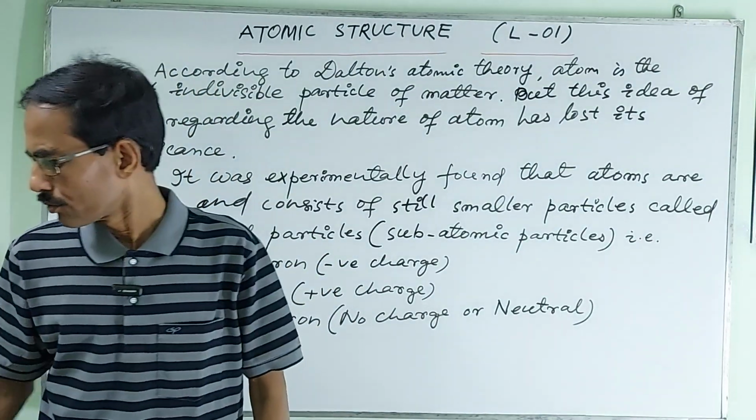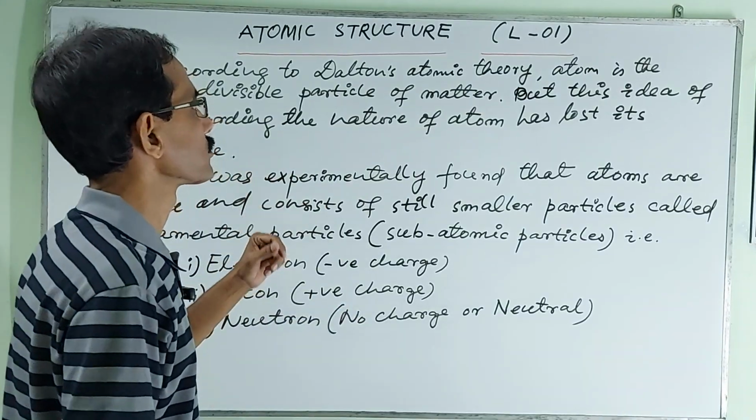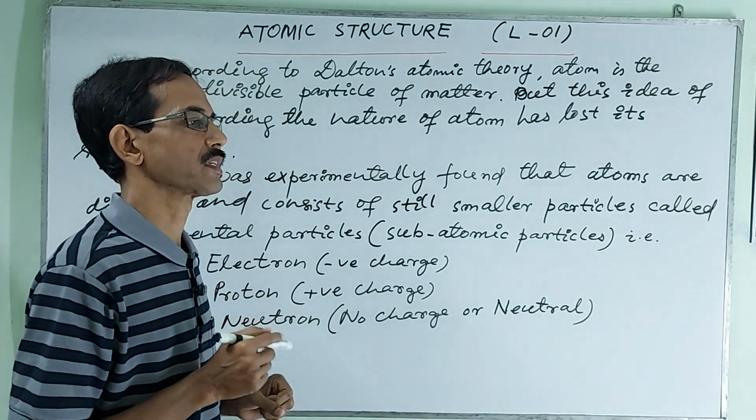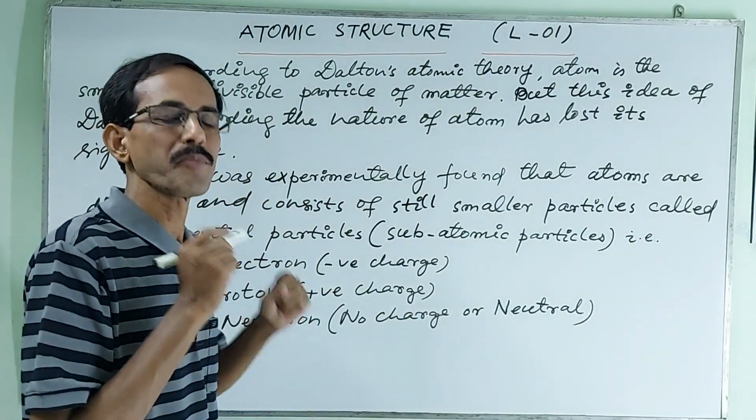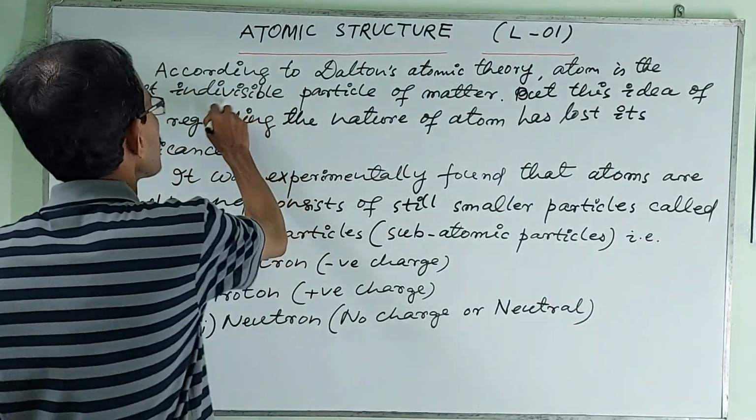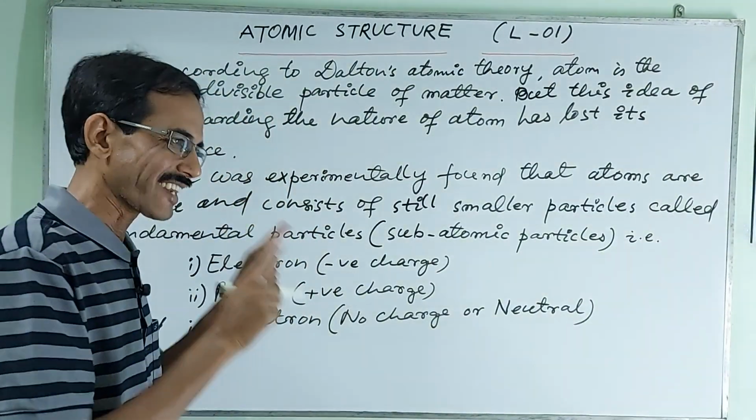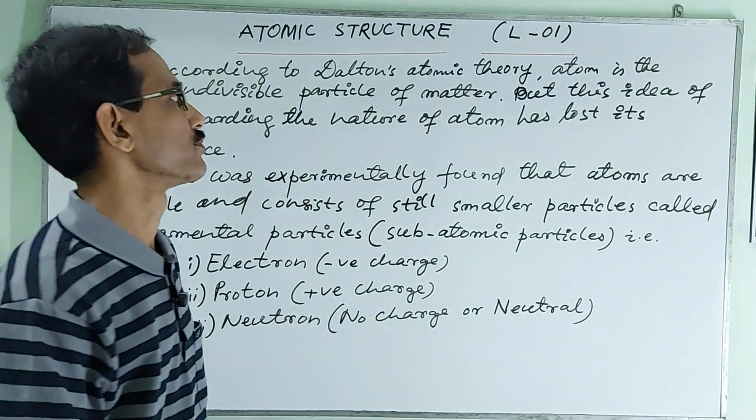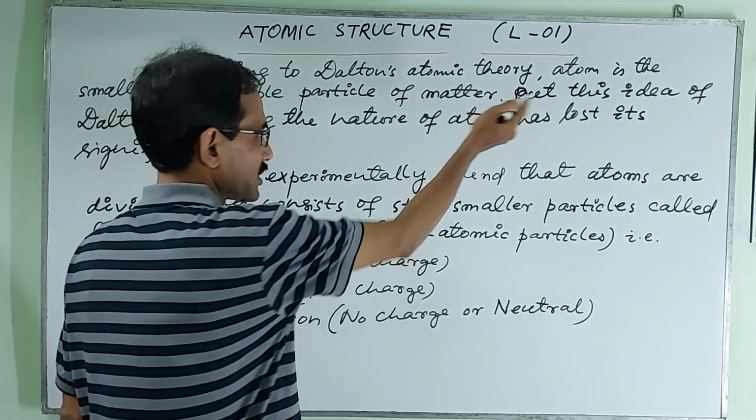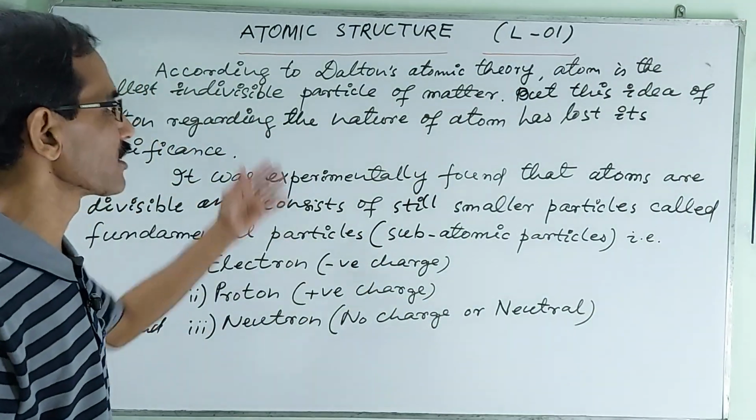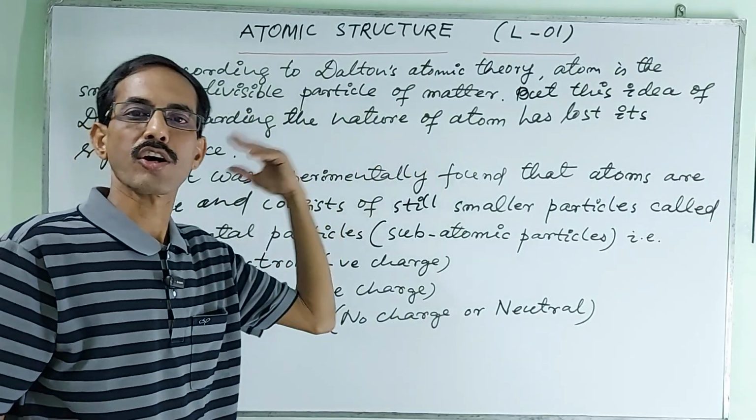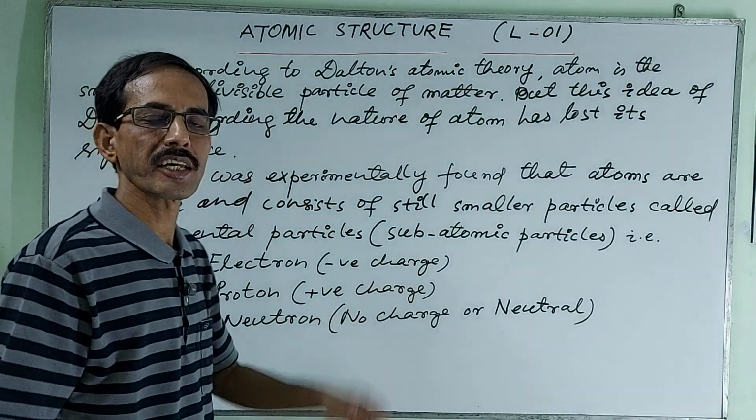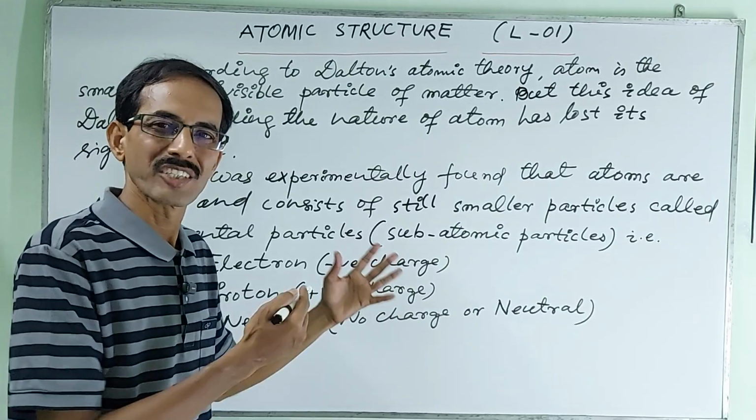According to John Dalton's atomic theory, an atom is the smallest indivisible particle of matter. What do you mean by indivisible? That you cannot break. What do you mean by matter? Things around you. But this idea of Dalton regarding the nature of atom has lost its significance or importance. Why? Because it was experimentally found that atom is divisible.